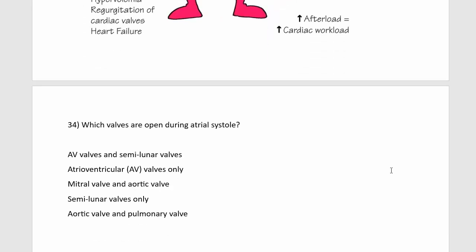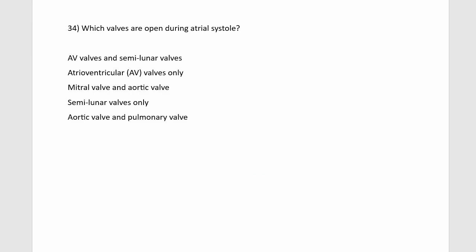Okay, question 34. Which valves are open during atrial systole? Is it the AV valves and semilunar valves, the atrioventricular valves only, the mitral valve and the aortic valve, the semilunar valves only, or the aortic valve and pulmonary valve?